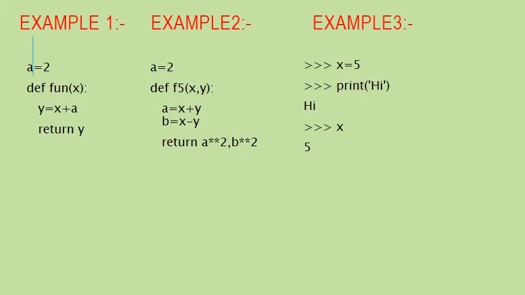In the second example, a's value is 2. That function f5 has two formal parameters, x and y. And a and b are calculated. A is the sum of both the formal arguments. The other one is the difference of those two formal arguments. And when it returns, a raised to 2 is returned, and b raised to 2 also. You can do it in this particular way also. But these a and b are local to that function f5.